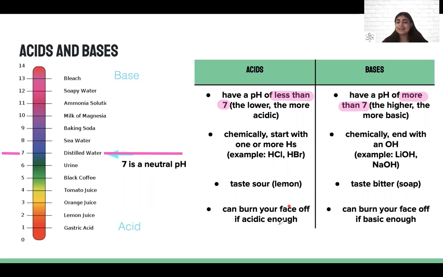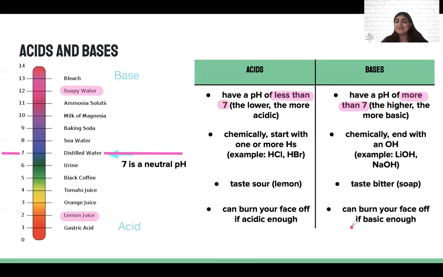Acids usually taste sour, like lemon. For example, we have here lemon juice, which is pretty acidic. Also, orange and tomato, the citrus fruits are pretty acidic, while bases tend to taste bitter. So for example, soapy water is pretty basic, and then seawater is a little bit basic. So basically, bases are kind of bitter. If something tastes soapy, that's probably a base.